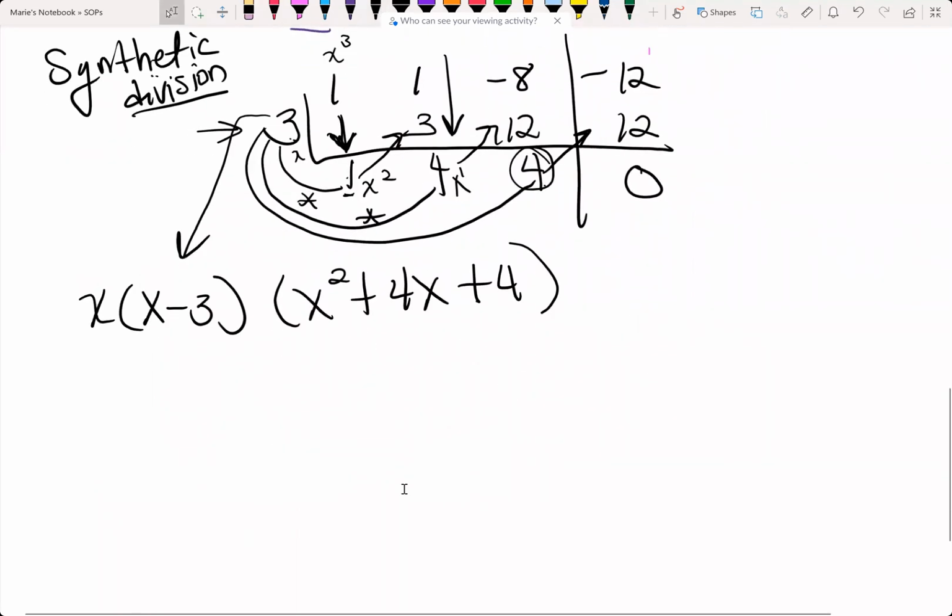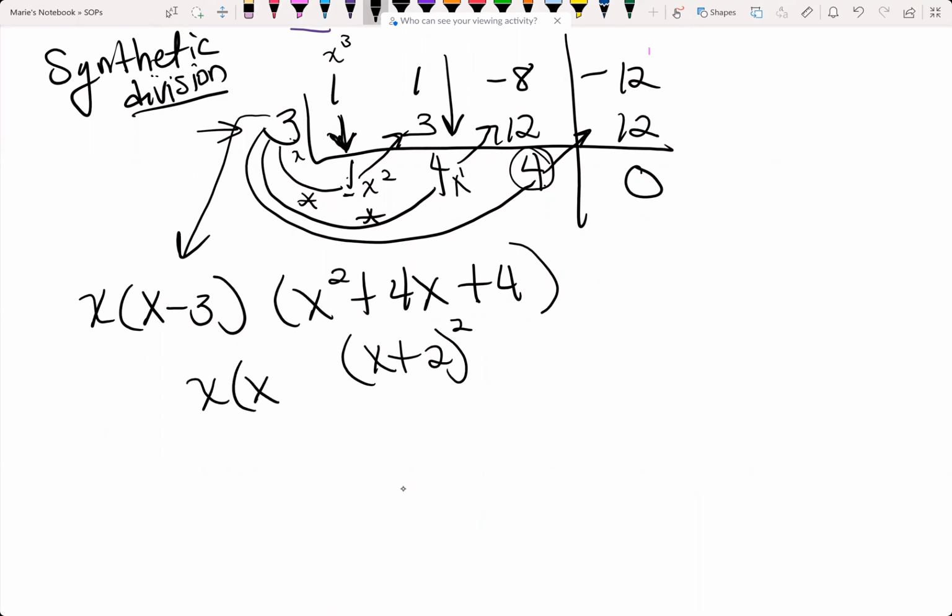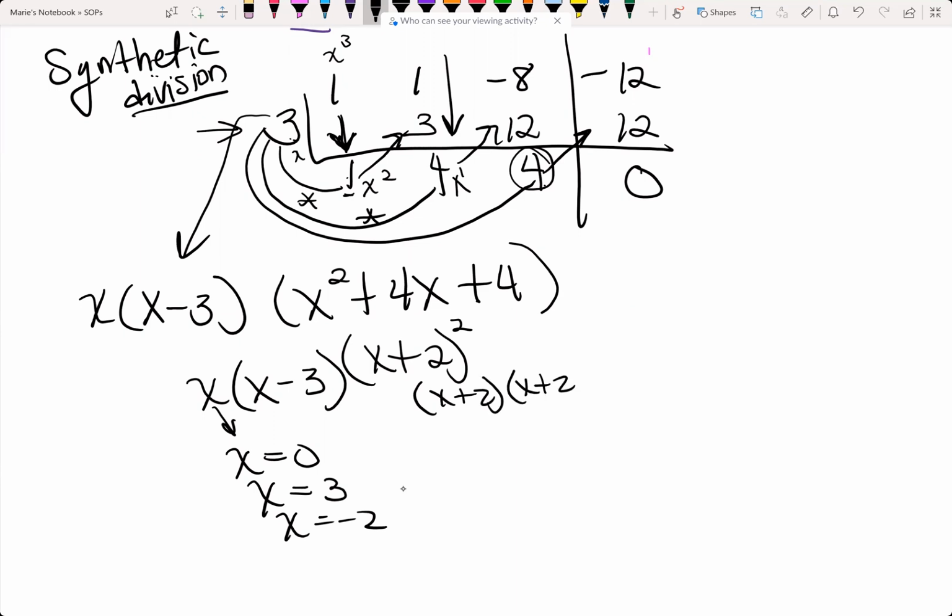So as I look at that, I know that this is an x plus 2 squared, and that goes with special products. So my factors for this are x, x minus 3, and x plus 2 squared, which means that my solutions are x is 0, that's this value here, x is equal to positive 3, and x is equal to negative 2. Because remember, this is just simply x plus 2 times x plus 2, which I can solve for both of those and set them to 0, and I get those numbers.